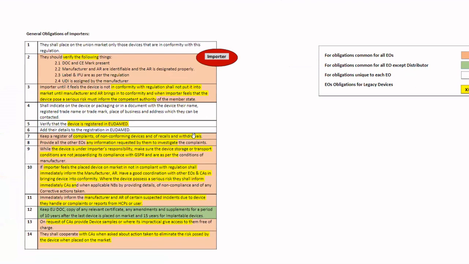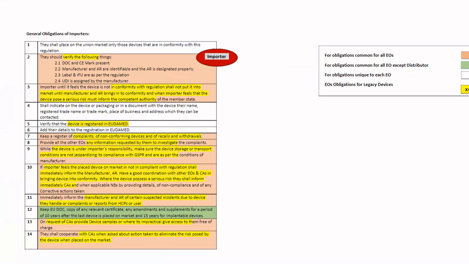They shall place on the Union market only those devices that are in conformity with the regulation. So what the importer has to verify is that the DOC, CE mark, label and IFU are present and as per regulation, that the UDI is assigned by the manufacturer, and that the manufacturer and authorized representative are identifiable and designated properly. Those are the verification things they have to make sure.